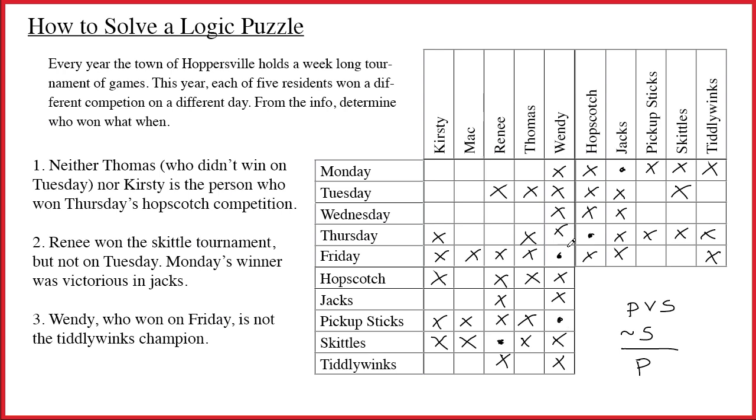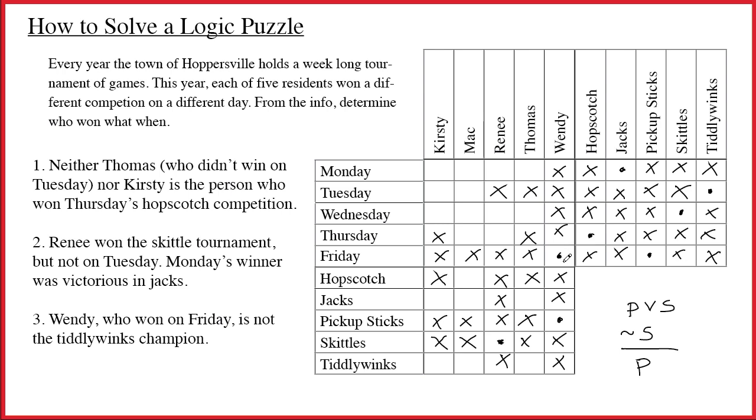So notice we said that Wendy won pickup sticks. We know that Wendy won on Friday. That means that pickup sticks itself had to be played on Friday. So dot plus X's. And now notice what just happened in this 5x5 grid. In the Skittles column, the only day that's left is Wednesday, so that had to be the day it was played. Tiddlywinks, therefore, had to be played on Tuesday. We have finished this 5x5 grid. Notice there's one dot per column, and there's one dot per row, and that's always the way that it should be.